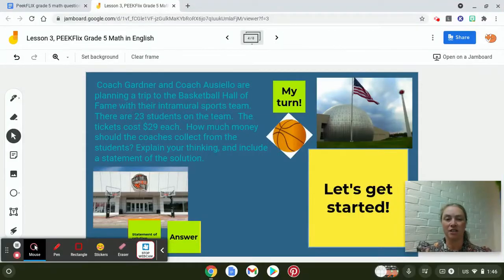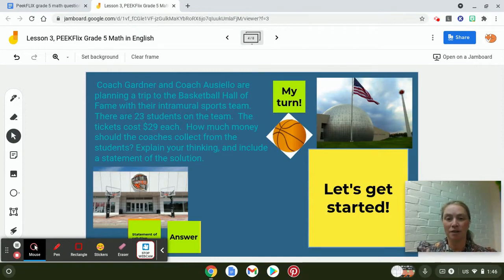So for this question, it says, Coach Gardner and Coach Ausiello are planning a trip to the Basketball Hall of Fame with their intramural sports team. There are 23 students on the team. The tickets cost $29 each. How much money should the coaches collect from the students? Explain your thinking and include a statement of the solution.